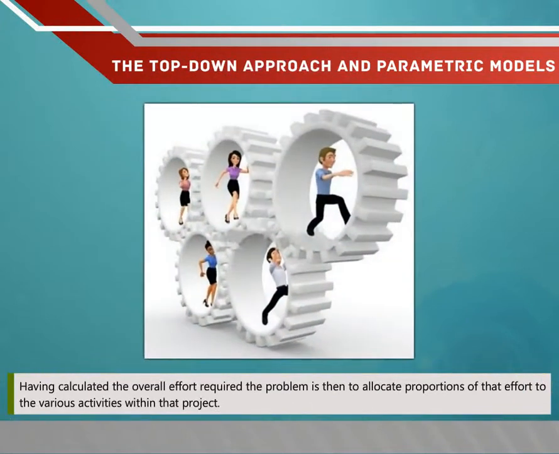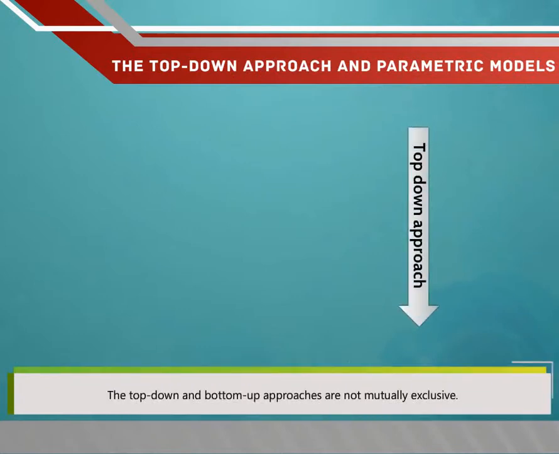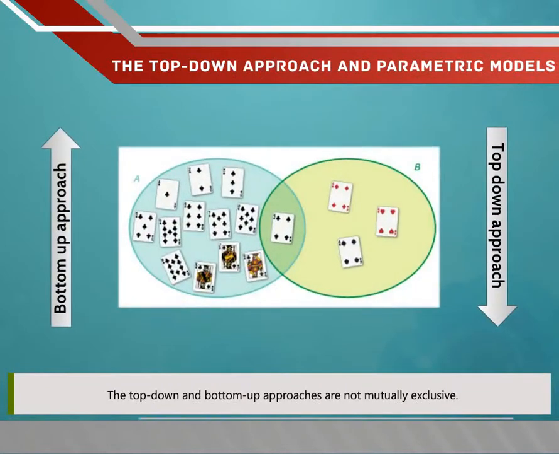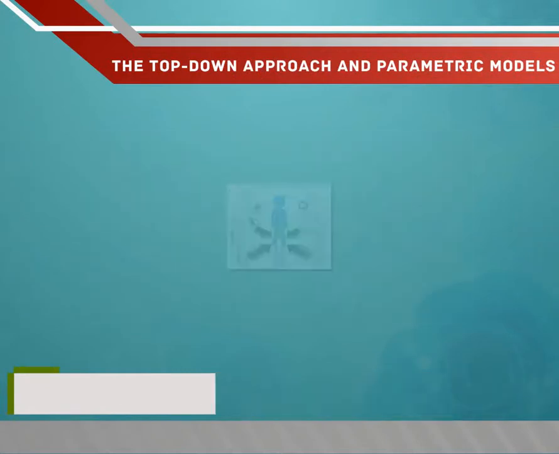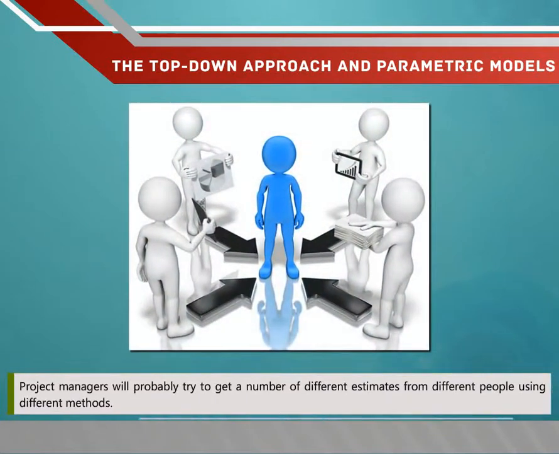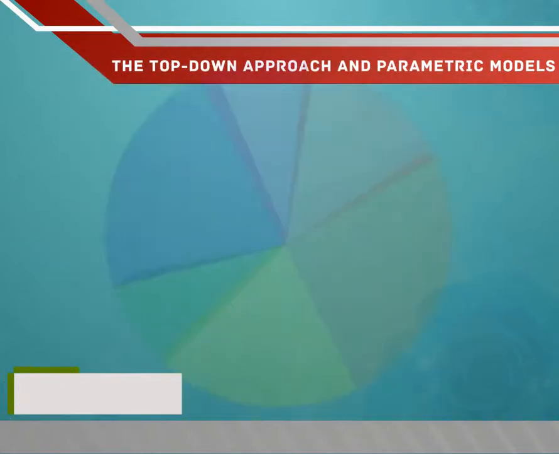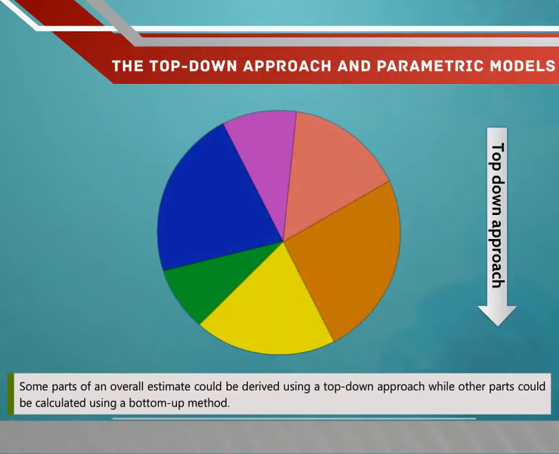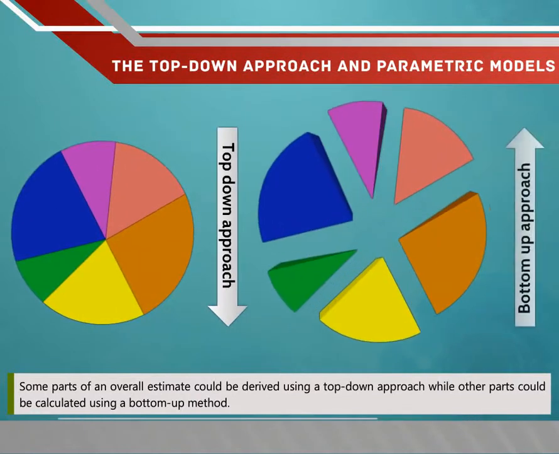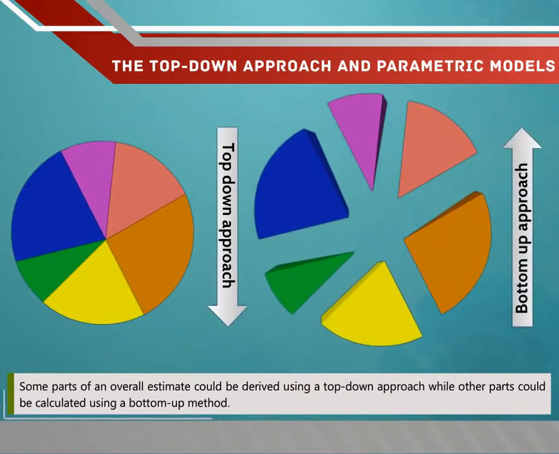Having calculated the overall effort required, the problem is then to allocate proportions of that effort to the various activities within the project. The top-down and bottom-up approaches are not mutually exclusive. Project managers will probably try to get a number of different estimates from different people using different methods. Some parts of an overall estimate could be derived using a top-down approach, while other parts could be calculated using a bottom-up method.